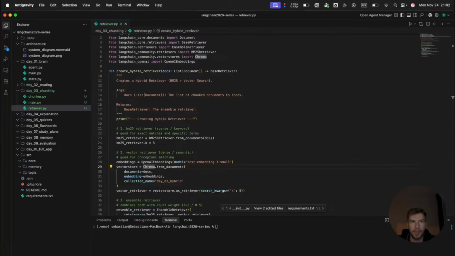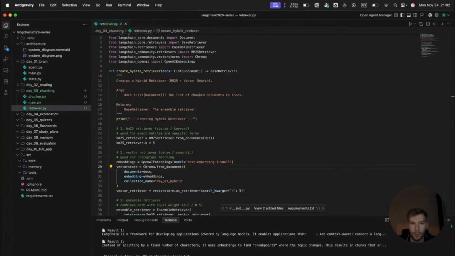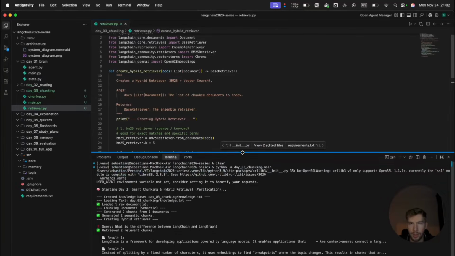Now let's look at the output. If we run the day 3 script, here is what is actually happening. You will see a few warnings at the top. That's because of macOS. We can ignore them. The script creates a tiny knowledge file, just a short explanation of LangChain and LangGraph, nothing fancy. We load that file, and semantic chunking immediately splits it into two chunks. That's perfect. It means the model detected one topic change, one section about LangChain, one about LangGraph.